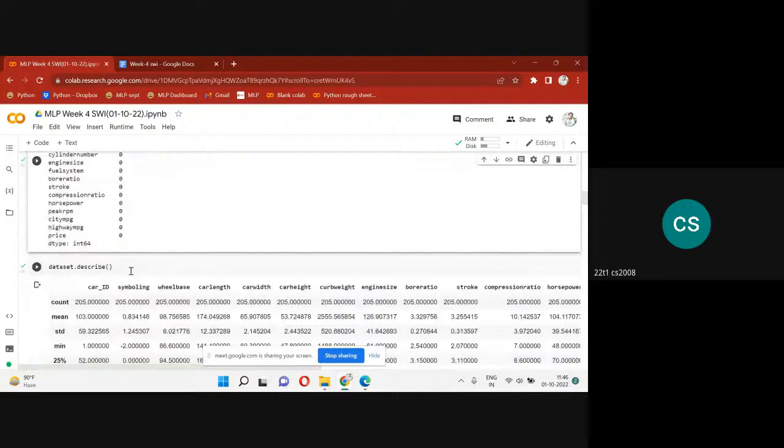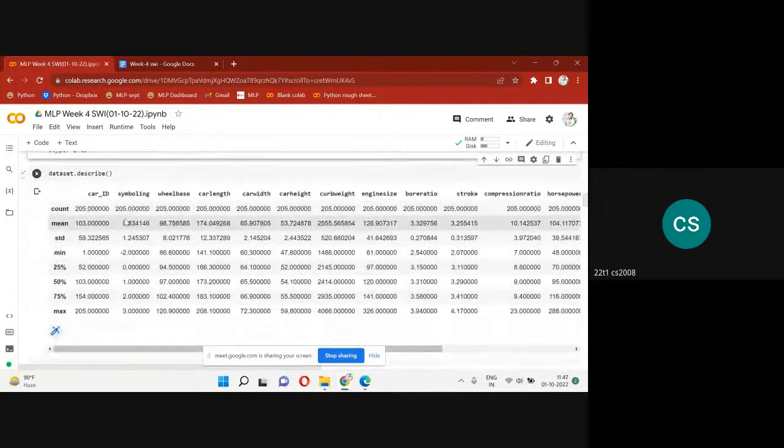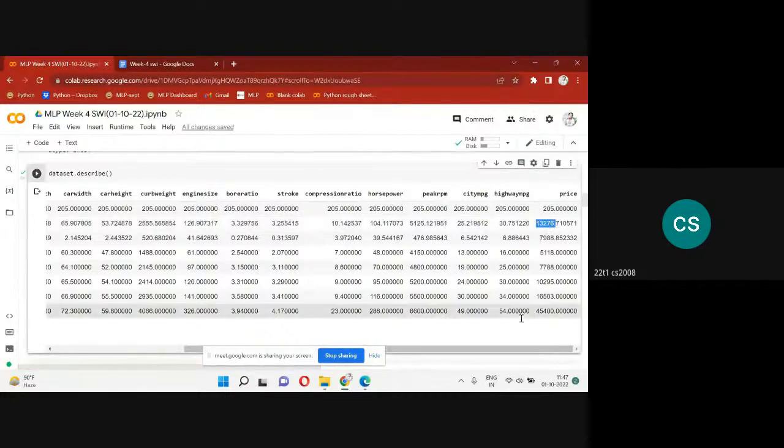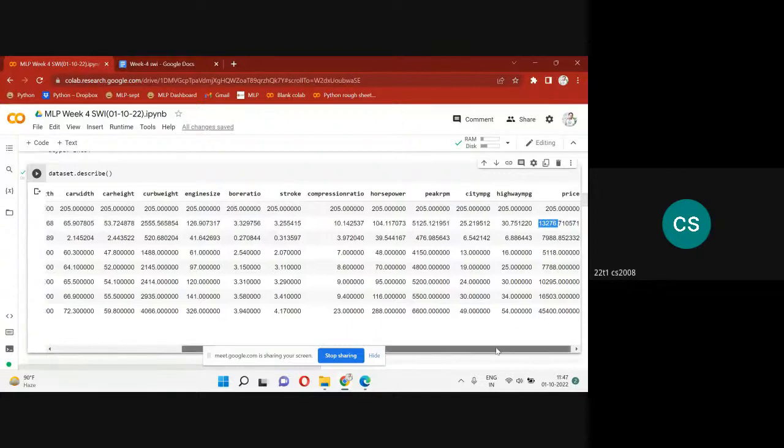So yeah, that is the thing. Here, the summary can give you some insights, and here is the average price. You can see that the average price of cars is $13,276. Okay, this is the average price of a car. And what is the maximum price of a car in the market?